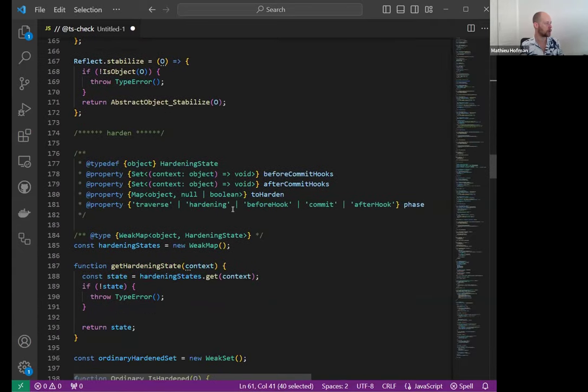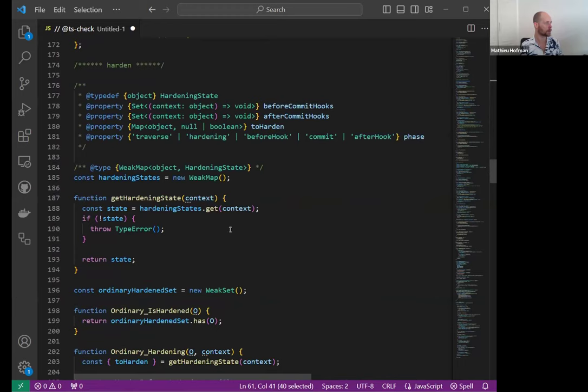All right, so Hardened. So this is quite a bit more complicated. The high level idea is to introduce a way for proxies to hook into the steps that happen during hardening. And really, it allows an opportunity. So we're still gonna keep the same high level traversal. So you traverse all the properties and prototypes.